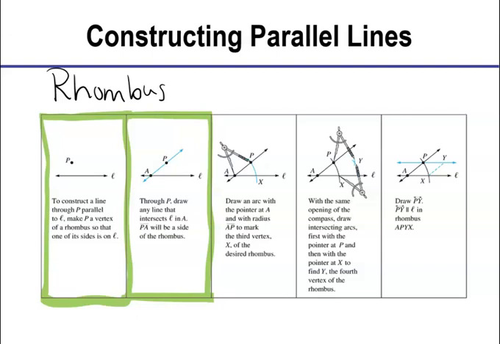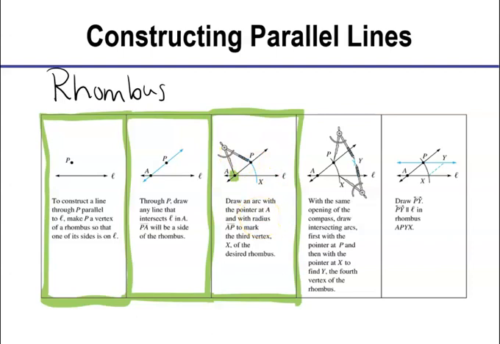Notice it says through P, draw any line that intersects L in A. The line segment PA will be a side of the rhombus. Now notice what we do next. We make an arc. We have moved on to the second step. With your pointer at A, and your pencil at P, you swipe an arc with your compass.